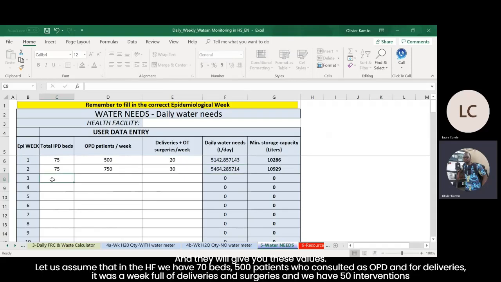Let us assume that in the health facility, we have 70 beds that were occupied during the week, and we have 500 patients who consulted as OPD consultations during the week. And for deliveries, it was a week which was full of deliveries and surgeries, and we have 50 interventions.